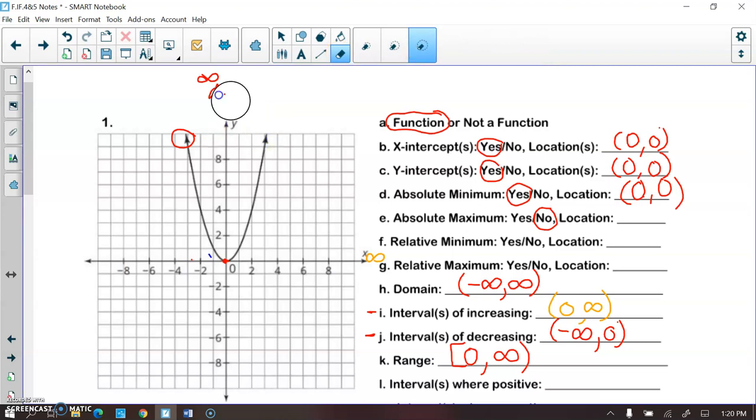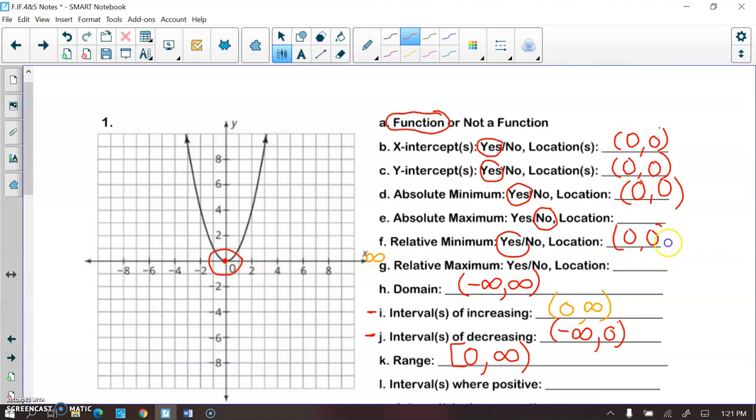Now, relative minimum, just because we have the 0, 0 being an absolute minimum, it could also be considered a relative minimum. Any low spot or any low point on your graph would be a relative minimum. So yes, there's a relative minimum, and that's 0, 0. And then relative maximum, there is no peak. A peak would look something like this, where there's a high spot on the graph. There is none. So this would be no.